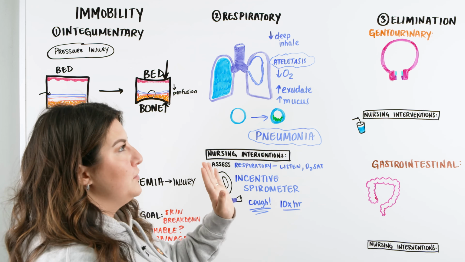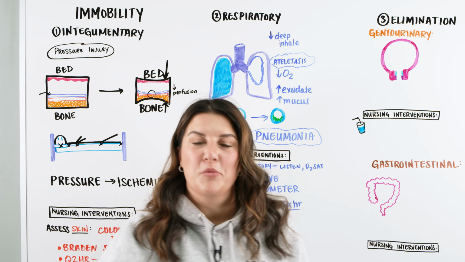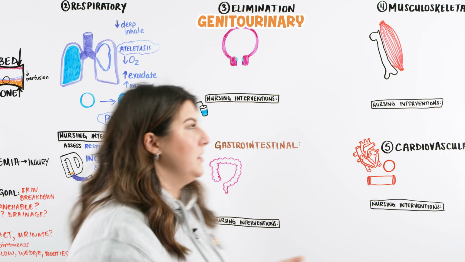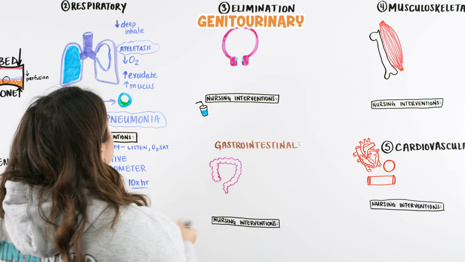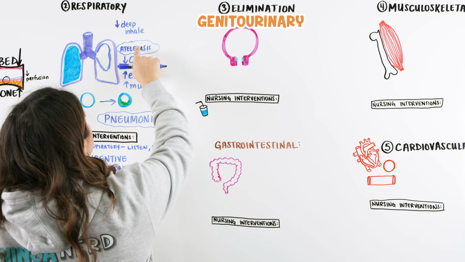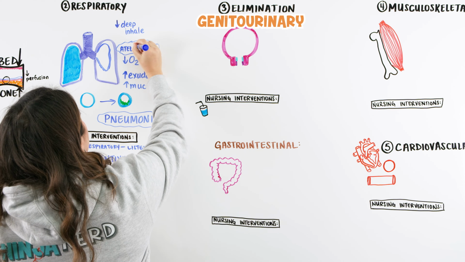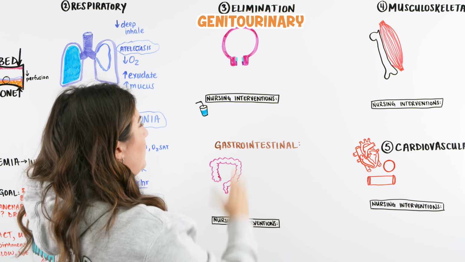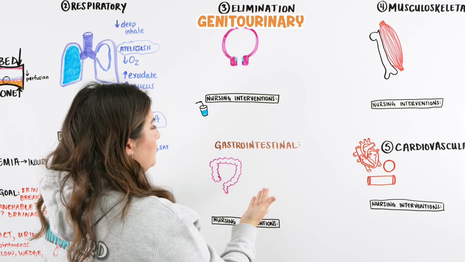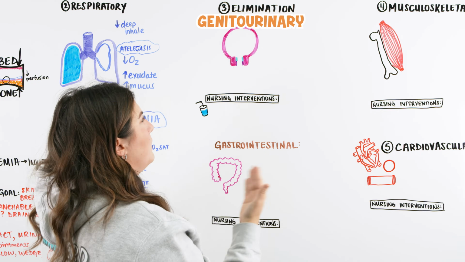So now let's move on to our elimination category of immobility. Now let's focus on elimination here. We're going to be talking about what's going on with our patient who potentially is immobile and is having some issues with their elimination, right? So when we're talking about elimination, we're talking about genitourinary and we're talking about gastrointestinal. So first, let's focus on the genitourinary.